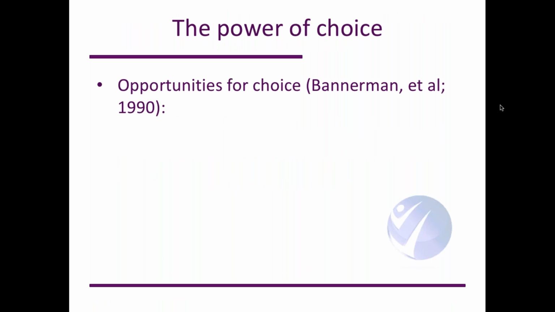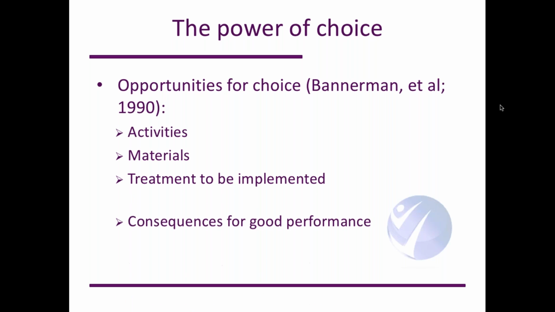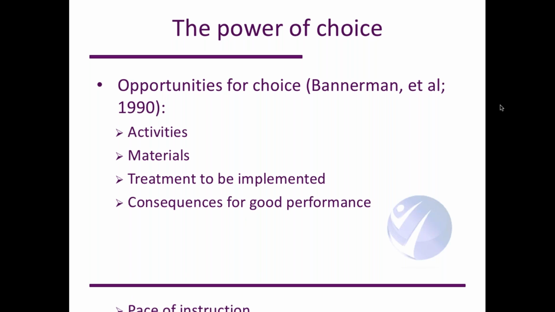According to Bannerman et al., studies have shown that if an individual is given a choice in any one situation, it may improve performance. Results applying to choice regard things like activity, materials being used, treatment to be implemented, which may actually increase consumer satisfaction and participation, consequences delivered for good performance, and the pace of instruction. Choice may even decrease problem behavior and increase compliance.